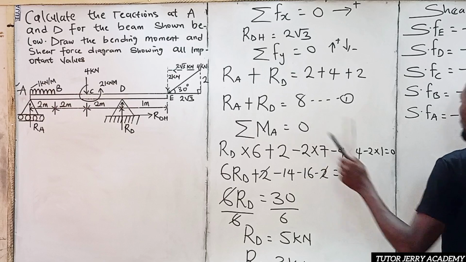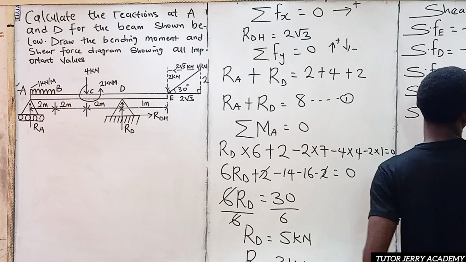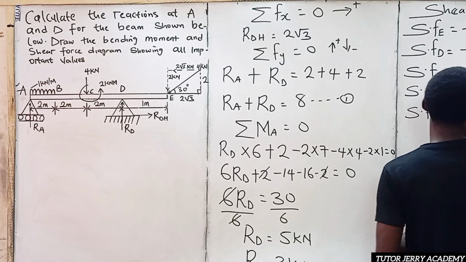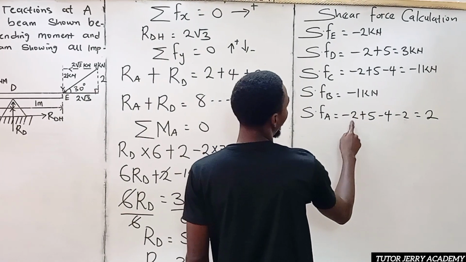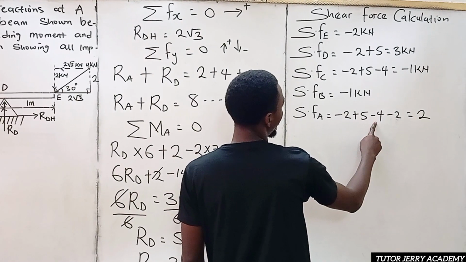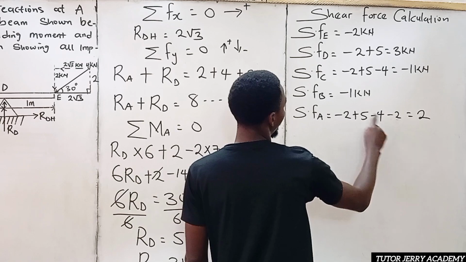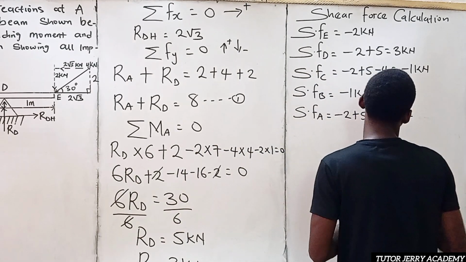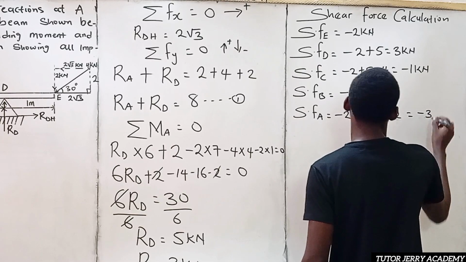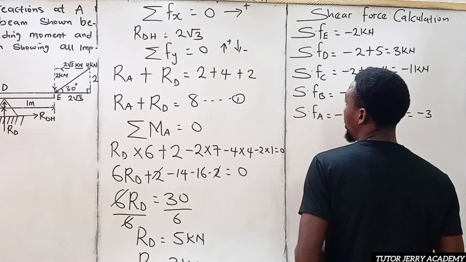So I was standing here, I was looking at other stuff. So we are going to have -2 here. So by the time you do this, you are going to have -2 -6 -8 plus 5, that is -3. So we are going to have here to be -3. Alright, so that is going to be our shear force.